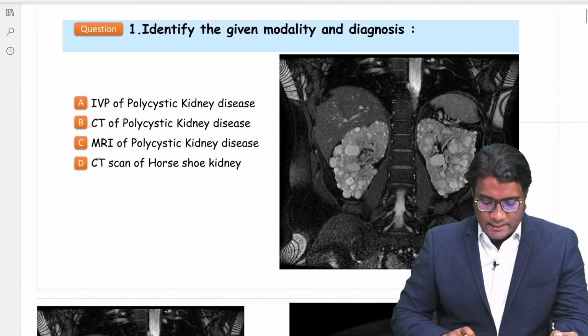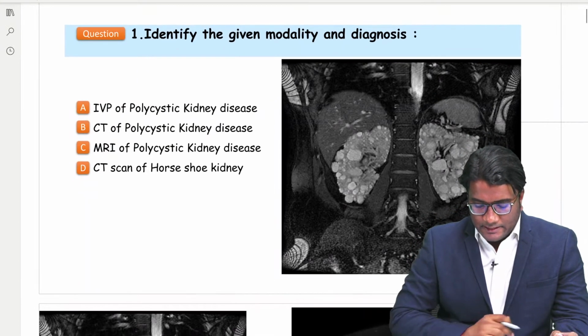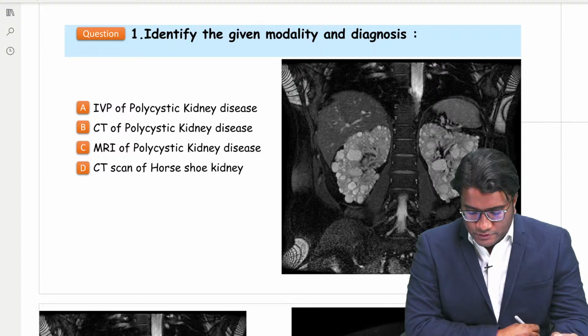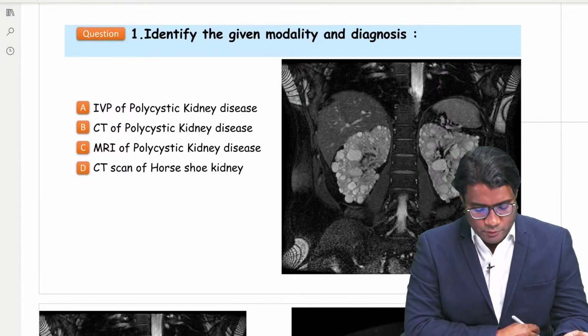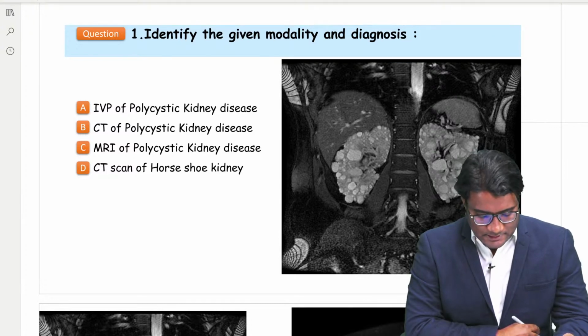What is this one, guys? Identify the given modality and diagnosis. What was your answer for this? Keep interacting, keep talking so that it is more engaging and I can understand what you have done. Now, what is this question?